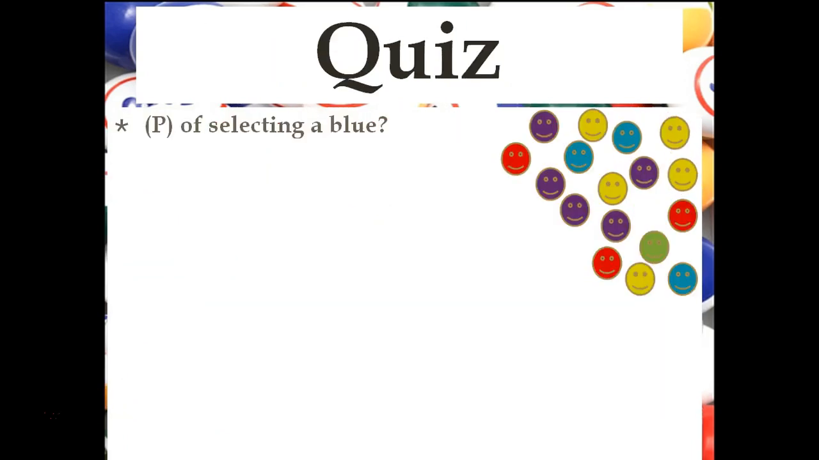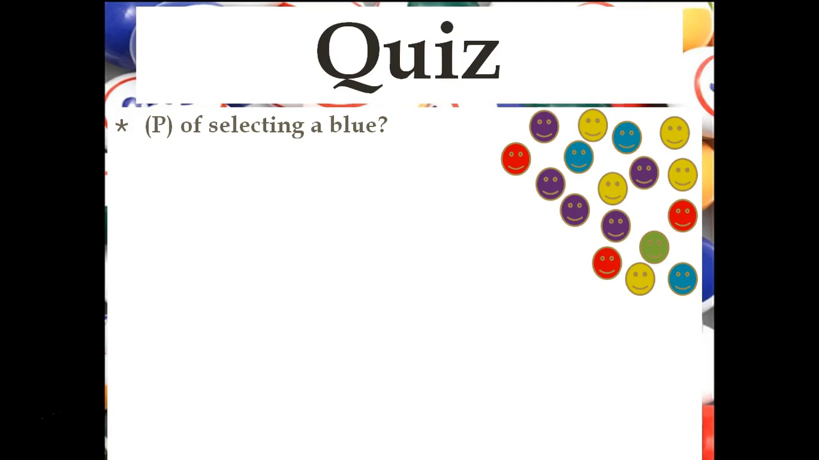So now I'm going to quiz you. In the upper right corner we have a bunch of smiley faces of different colors. Green, blue, purple, yellow, and red. We'll have to look at those throughout. So my first question, what's the probability of selecting a blue smiley face? This is a quiz, so try your best. What's the probability of selecting a blue smiley face? And of course, pause after each question, and then you can answer it on your own time.